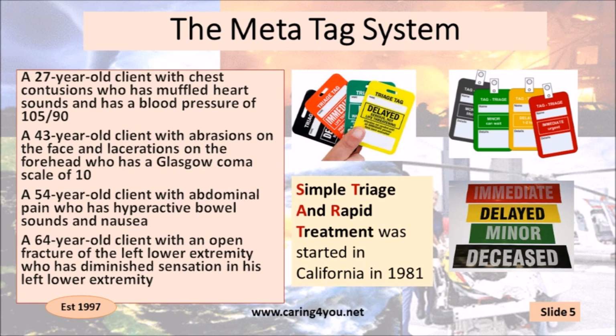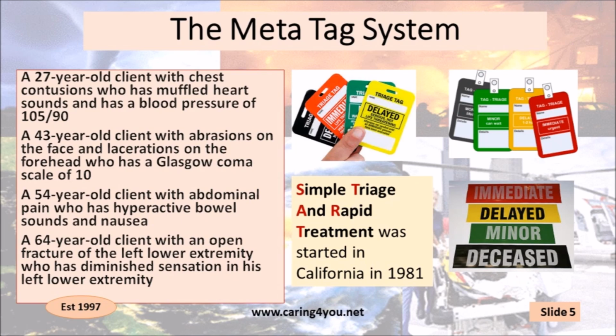So having said all this, let's look at question 2. And now let's just give them a color tag. What color tag would you give A? A 27-year-old with chest contusions who has a muffled heart sound and has a blood pressure of 105/90. What color tag would you give that person? Right, you would give that person a red colored tag because that person needs to get to the hospital immediately because of the chest contusions and the muffled heart sound.